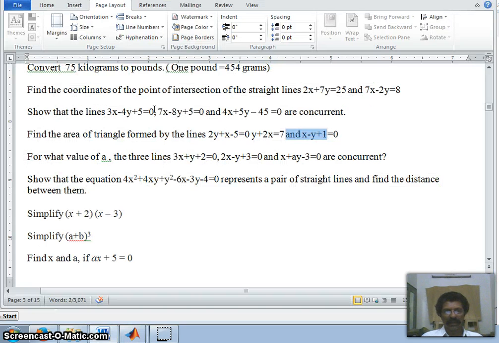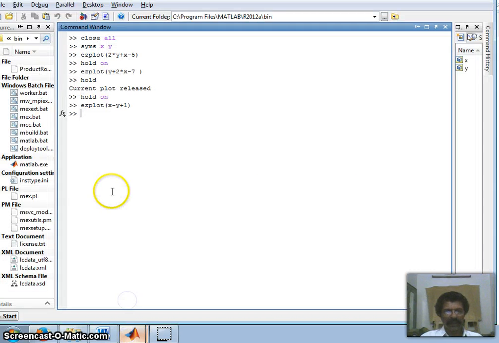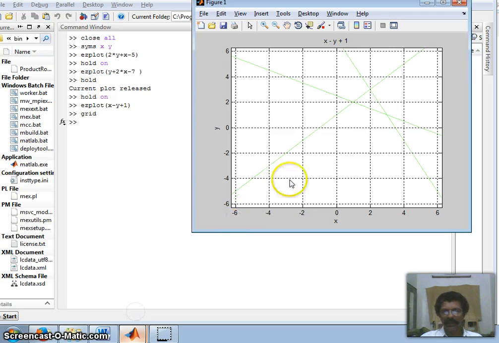Now what is asked: find the area of the triangle formed by the three lines. So let us switch on the grid, and now if I see the figure, one point of intersection is at 2 comma 3. Another point of intersection is 1 comma 2, another point of intersection is 3 comma 1.